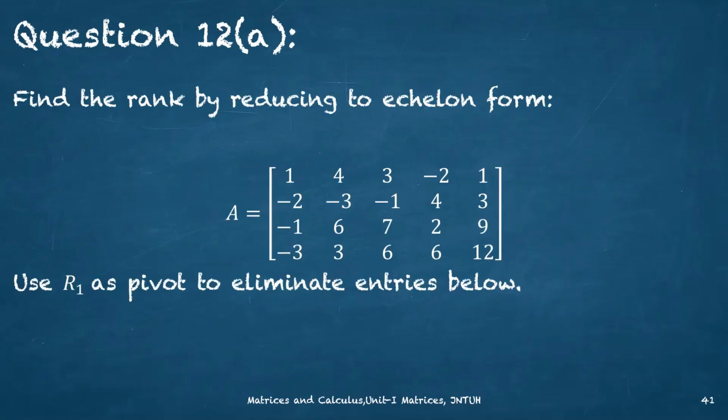Question 12a. In this question, we are asked to find the rank of a 4 by 5 matrix A by reducing it to echelon form. The matrix has 4 rows and 5 columns. Our first step is to use row 1 as the pivot row to eliminate the entries below the leading entry. This means we'll apply row operations to rows 2, 3, and 4 to make the first element in each of those rows equal to 0. These steps will help us simplify the matrix and move toward finding its rank.